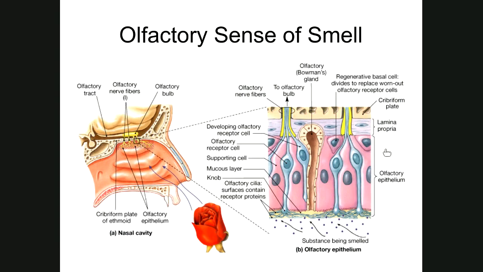Now, there is another cell down here which I didn't point out. The basal cells. C is basal cells, B-A-S-A-L cells, these right here. These cells probably produce new olfactory cells. Okay, they're called basal cells.